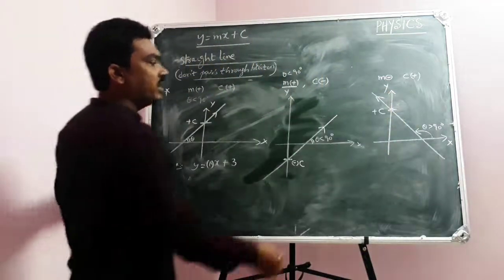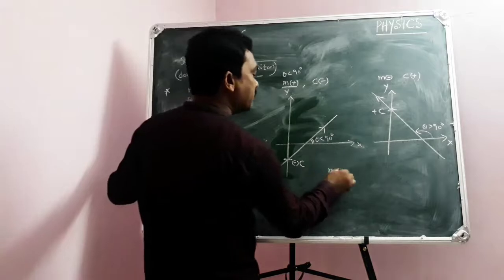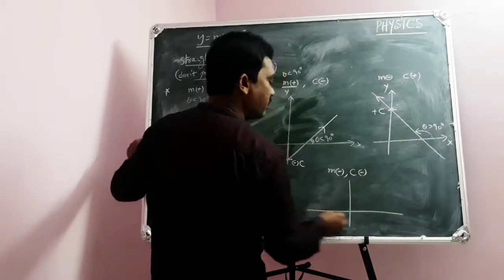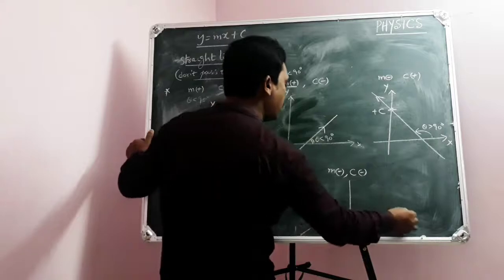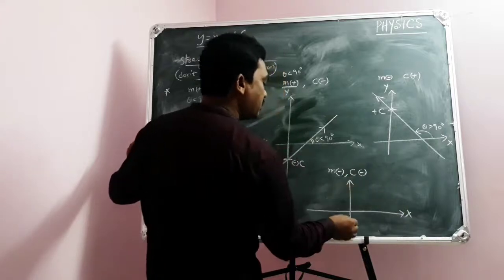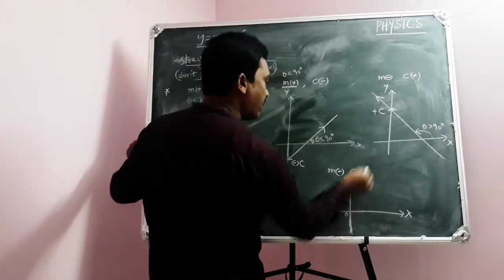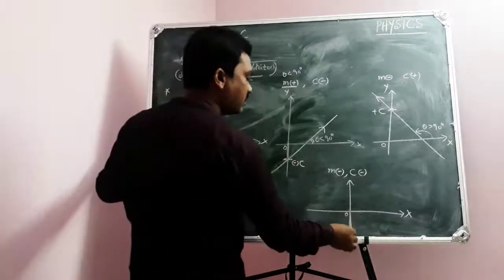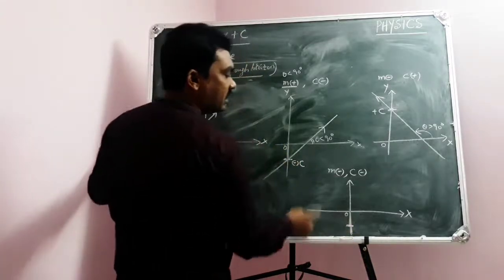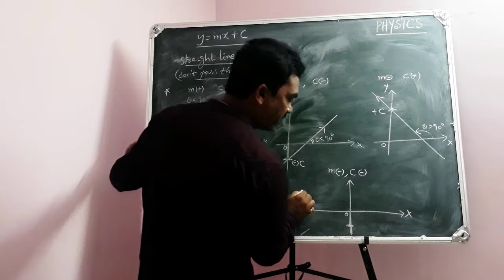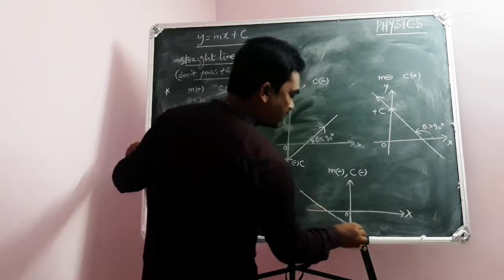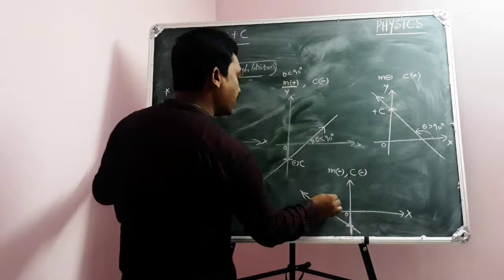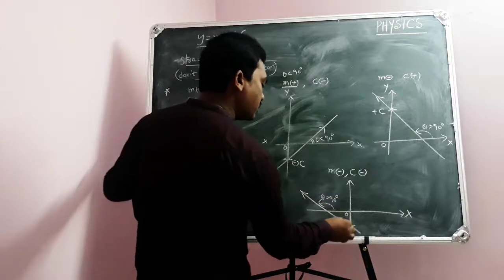So the last case you can expect: m negative, c also negative. Look at this graph once. M negative, c should be negative. C negative means it should have the y-intercept on the negative y-axis here. So here c negative. M also should be negative, so theta greater than 90. That's why your line should be like this. Here theta greater than 90 with the positive x-axis, and here c also negative.